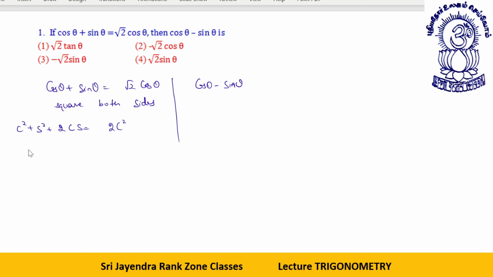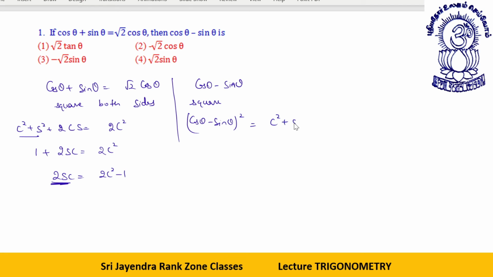So I can say from here, this is 1, 1 plus 2 sine cos is equal to 2 cos square, or 2 sine cos is equal to 2 cos square minus 1. The value of this 2 sine cos is 2 cos square minus 1. Why am I using this? Because if I do the square of cos theta minus sine theta, what do I get? What is cos theta minus sine theta whole square?